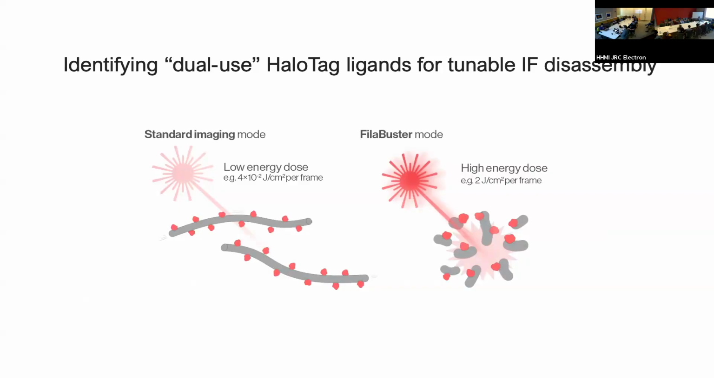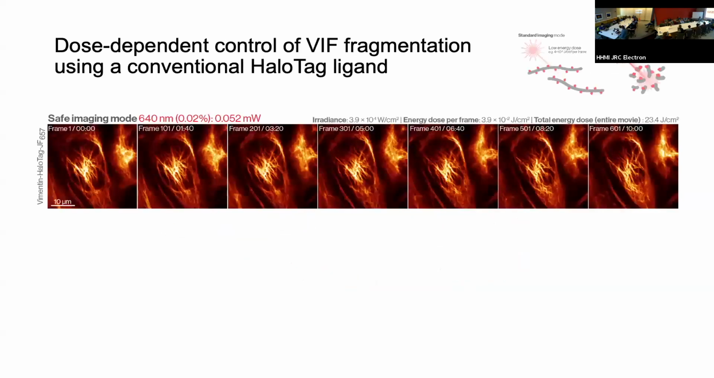Then in FilaBuster mode, you would raise the energy two orders of magnitude, you increase your laser power, and then at the moment of your choosing, you would be able to drive IF disassembly. Maybe this is a pipe dream, but again, Luke is upstairs. He's just made so many dyes that he was happy to just give me a ton of them, and I started screening. So we started with one of my personal favorites, which is JF657. It's an incredibly bright, stable, far red carborhodamine dye.